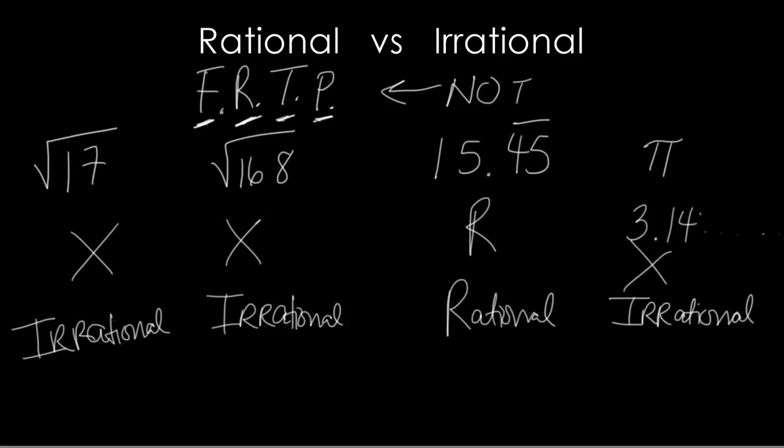Again, just remember that mnemonic, funny rabbits take pictures, okay? Fractions, repeating decimals, terminating decimals, and perfect squares. If we are any of those things, we are a rational number. If we are not those things, that means we're irrational, okay?